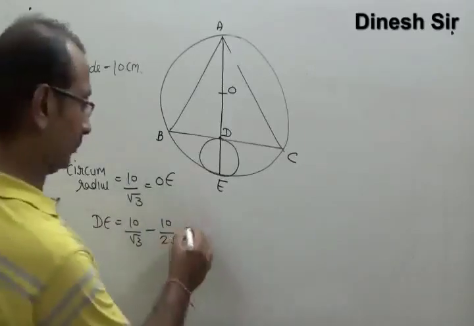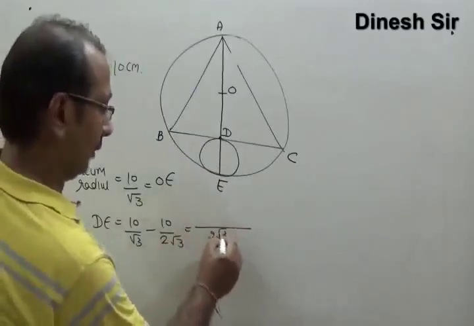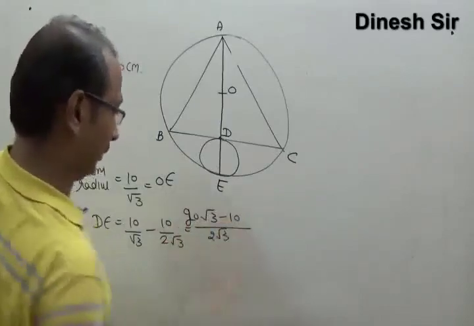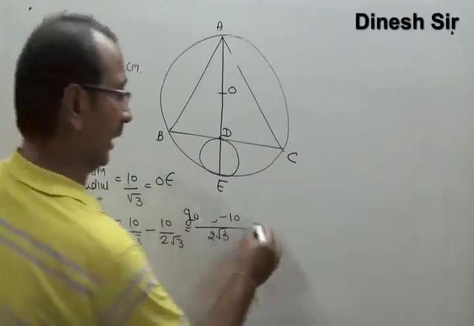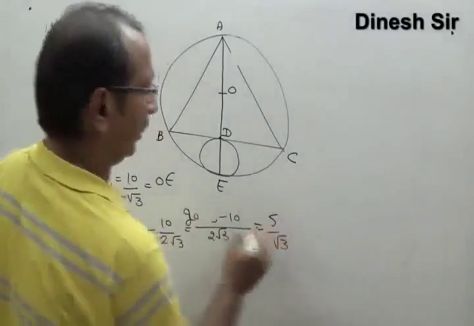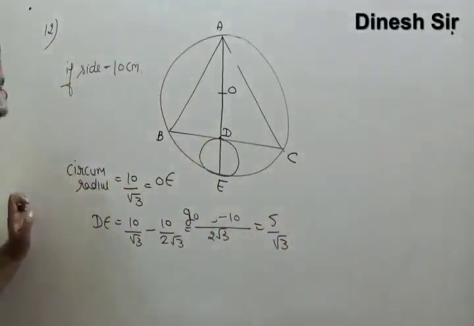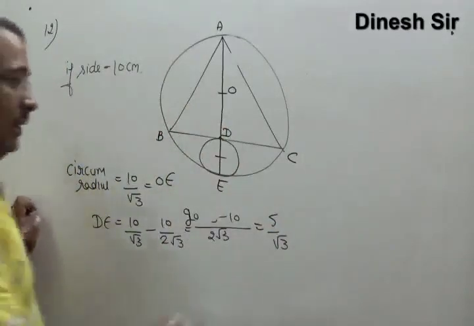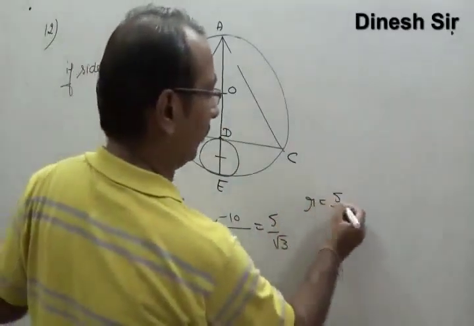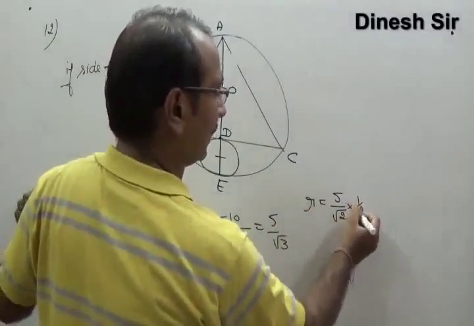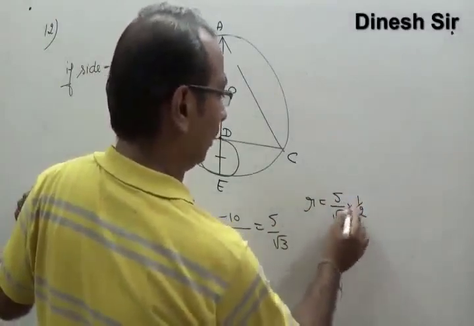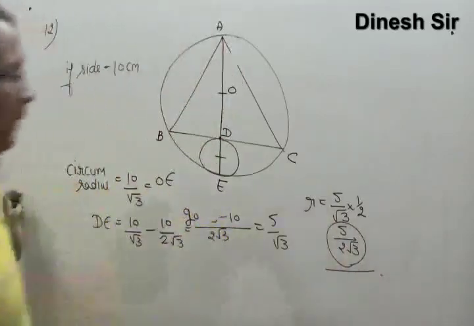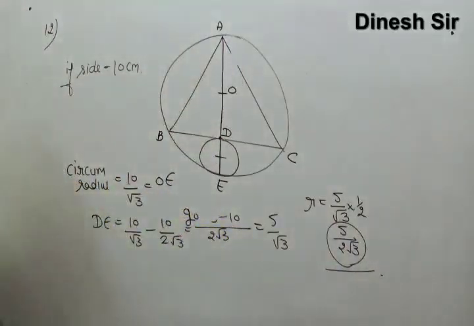Right? So here I may take my LCM to be 2 root 3. That is 20 minus 10 upon 2 root 3, and finally I can say it as 5 upon root 3. So DE is 5 upon root 3. We have to find the radius, so it is half of it. So the radius is equal to 5 upon root 3 into 1 by 2. So the required radius is 5 upon 2 root 3. It becomes the answer to my statement. That's my answer, 5 upon 2 root 3.